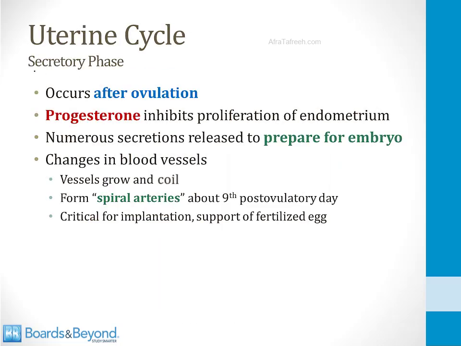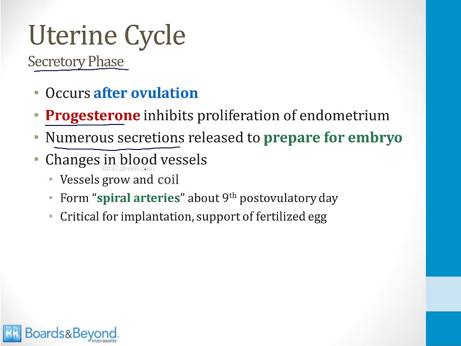After ovulation, the uterus enters the secretory phase. This phase is driven by progesterone. Progesterone's job is to inhibit proliferation of the endometrium and prepare for implantation. In this phase, the uterus no longer wants the endometrium to grow in size. It wants it to be ready for the embryo. So there are numerous secretions that are released in the uterus to get ready for the embryo.